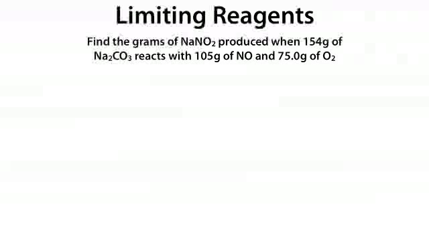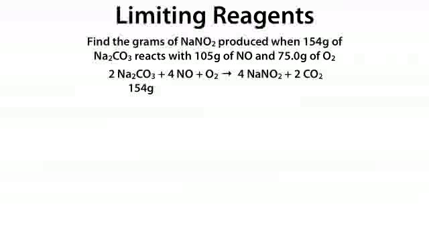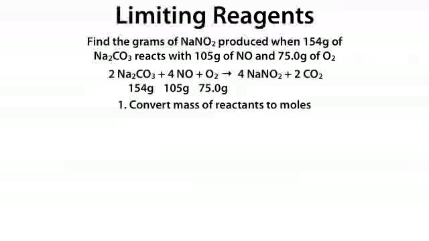Find the grams of NaNO2 produced when 154 grams of Na2CO3 reacts with 105 grams of NO and 75.0 grams of O2. And we're given a reaction: 2 Na2CO3 plus 4 NO plus O2 yields 4 NaNO2 plus 2 CO2. So in this case, we have 154 grams of Na2CO3, 105 grams of NO, and 75.0 grams of O2. And since we are dealing with 3 distinct limited amounts of reactant, we know that we're dealing with a limiting reagent problem.